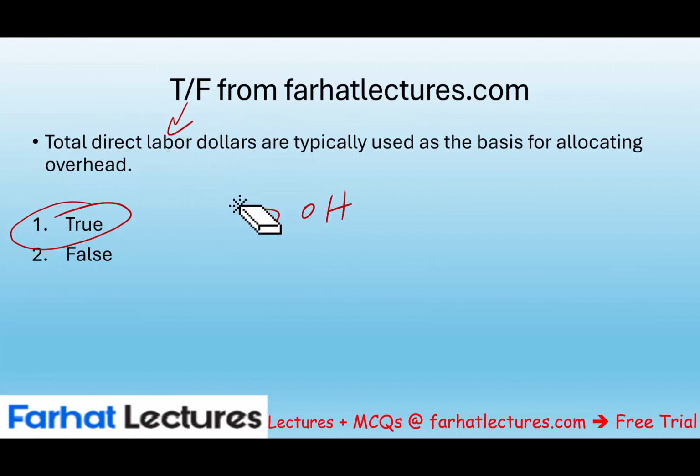Now, sometimes rather than direct labor dollars, we use hours, or rather than labor hours, we could use machine hours. Now, companies could use multiple drivers, and we have something called activity-based costing, where they are using multiple cost drivers for the overhead. But typically, labor and machine hours or labor dollar amount are the traditional ones.